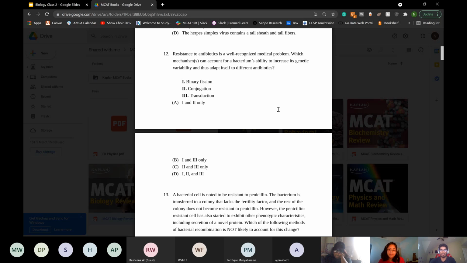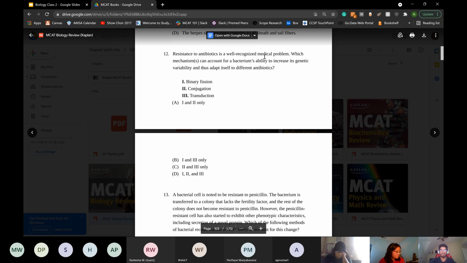So would anyone like to take a shot at 12? All right, I think I can take this one then. So for resistance to antibiotics, we're looking at how a bacteria is able to avoid these antibiotics by increasing its genetic variability. And the key thing we have to consider for bacteria is that there is a mechanism that they can undergo called horizontal gene transfer, which is why they are able to adapt very quickly along with their very quick life cycle.